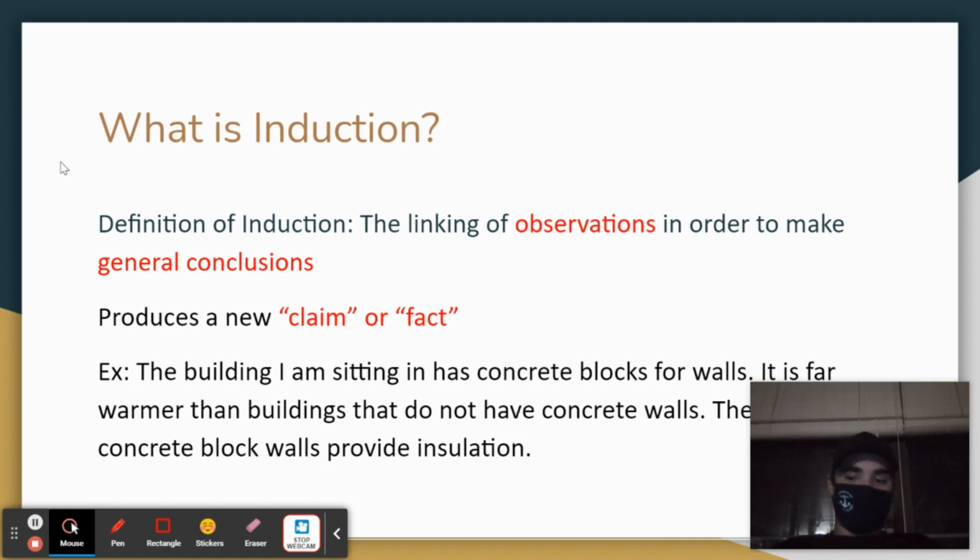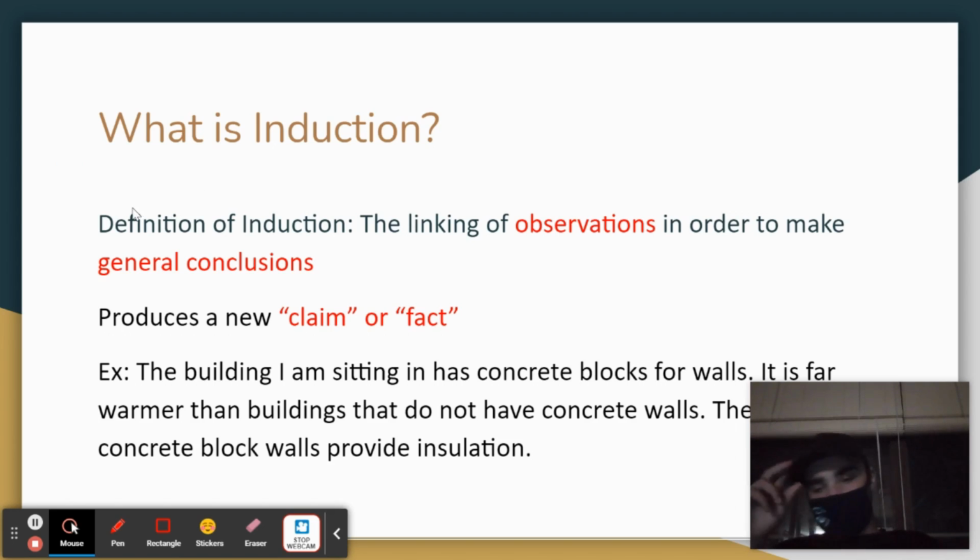Concrete block walls provide insulation. That is a general assumption that you can make for any other kind of building, although technically it should be just any kind of wall provides insulation. But I suppose that in this case, the specific detail or observation would be the hall that I am sitting in, or the building I am sitting in.